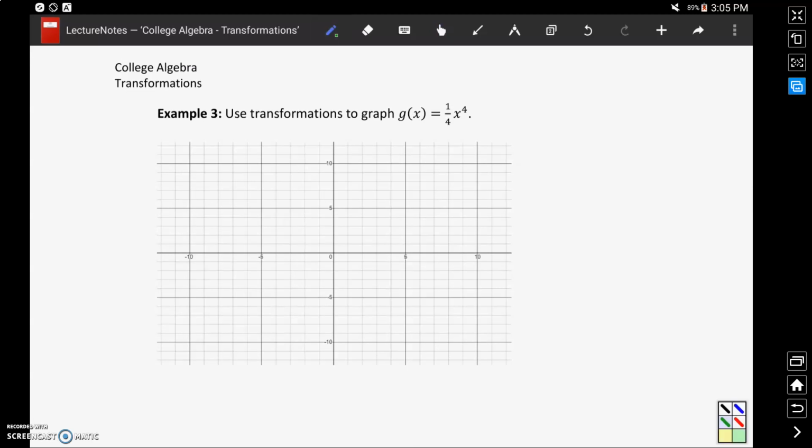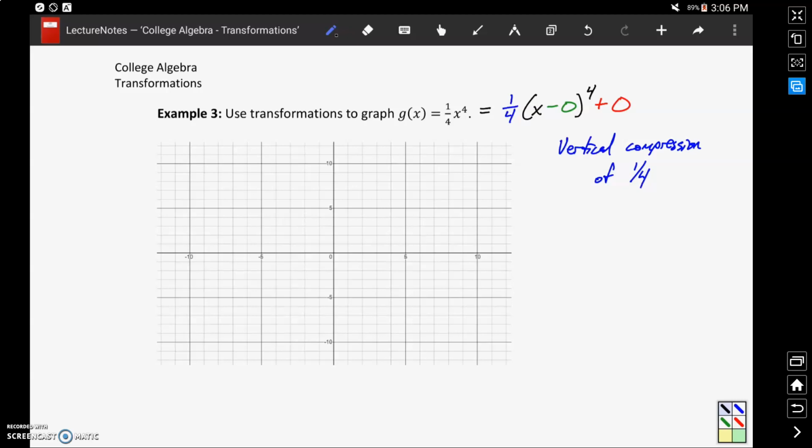In example 3, if we want to again write this out in its long form, where we represent each of those constants, we see that the only constant that has changed from its starting form is the value for a, which means we're going to have a vertical compression of 1/4.